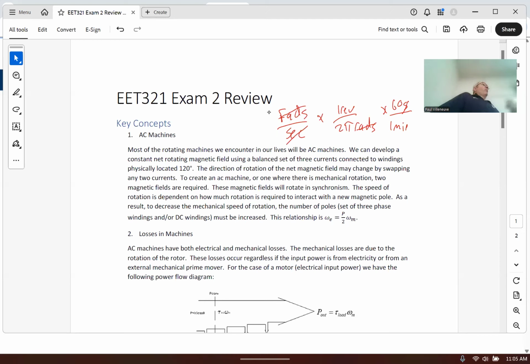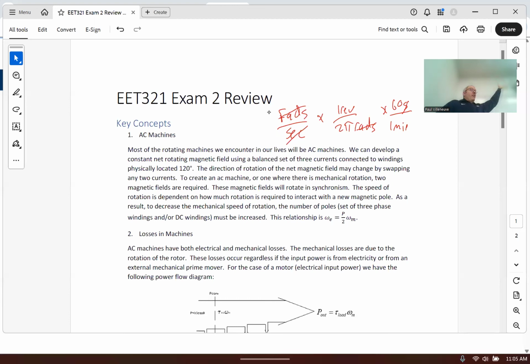So that's how we end up with 377 radians per second, because that's how much the system has to rotate around electrically to do a full 360 degrees, right? So if that takes the full 360 degrees mechanical, then the speed of operation is 377 radians per second.